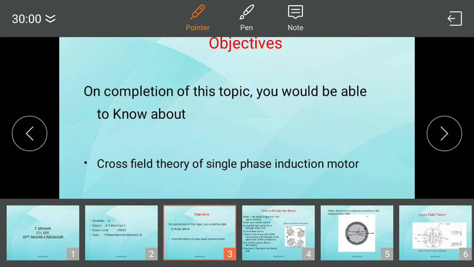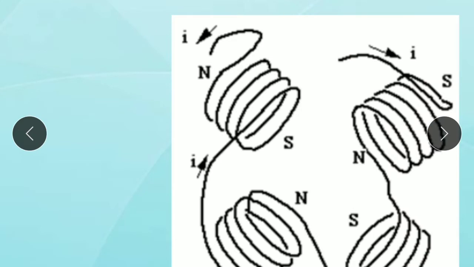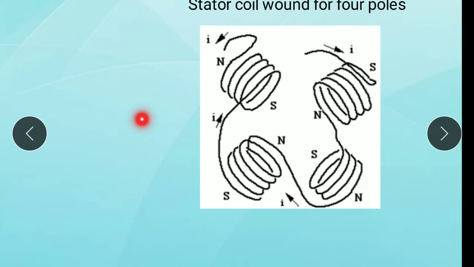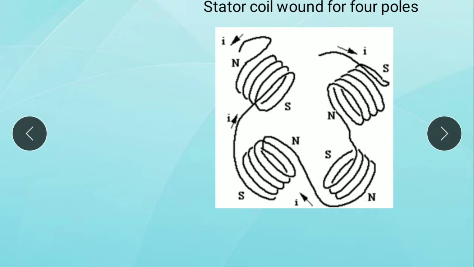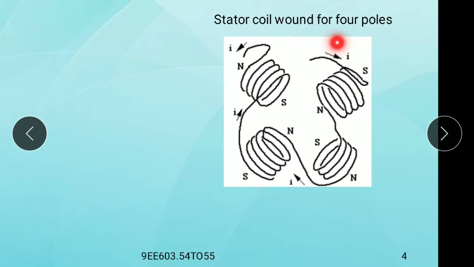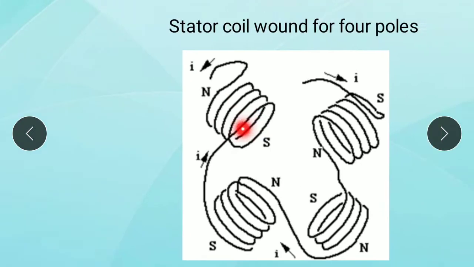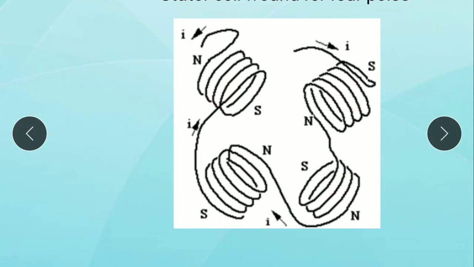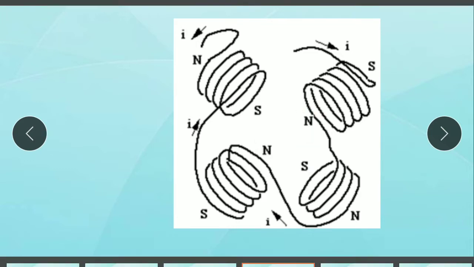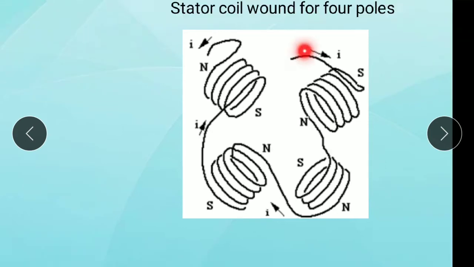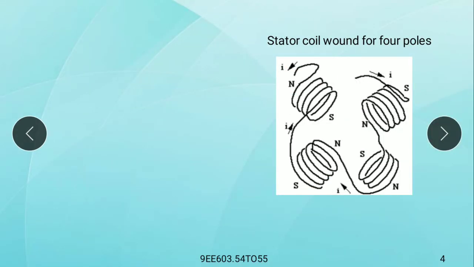After that the current is leaving, so this is south pole, and here in this direction it is south pole, and the current leaving in this direction is north pole. So the stator coil is wound for 4 poles. These are the 4 poles: north, south, north, south. This is the 4 pole stator coil wound for 4 poles.